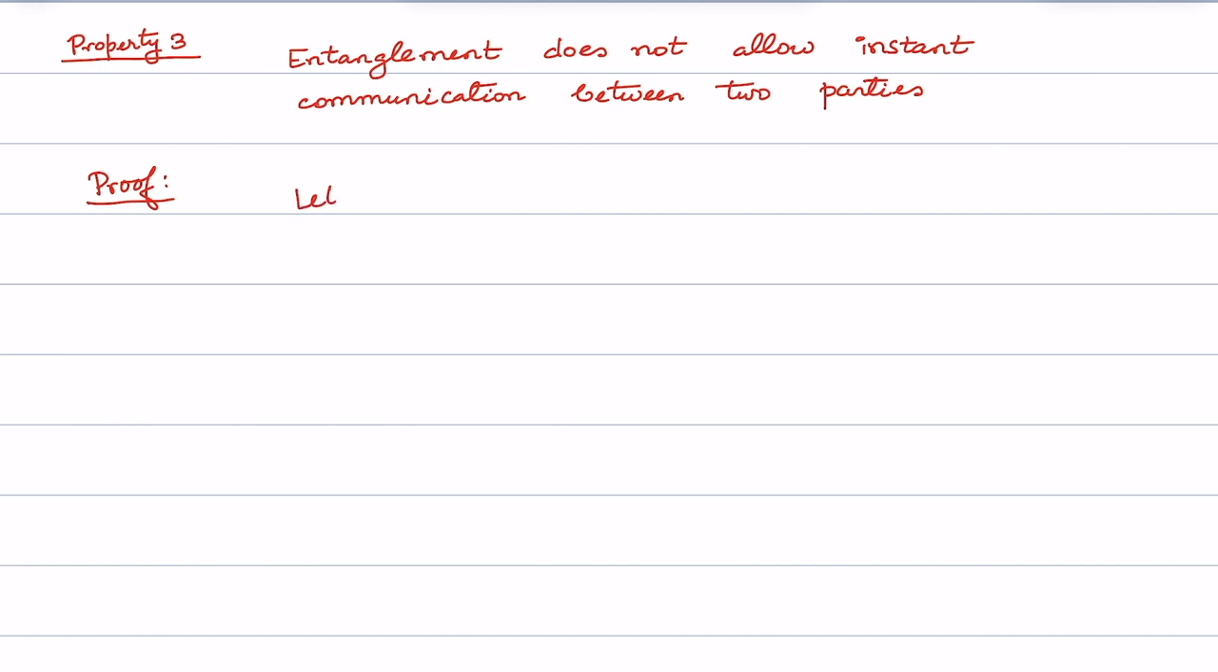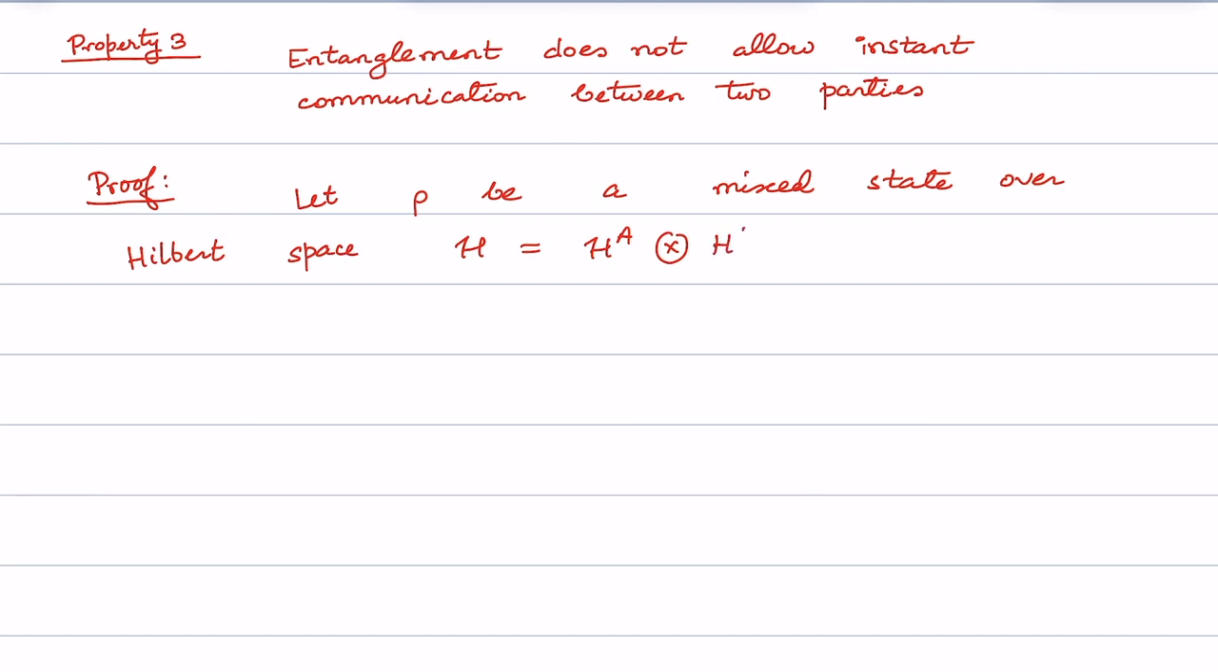Say, let rho be a mixed state over Hilbert space H equal to H_A tensor product H_B. A you can consider to be the space belonging to Alice, H_A, that's the Hilbert space, and H_B is the Hilbert space belonging to the gentleman Bob.